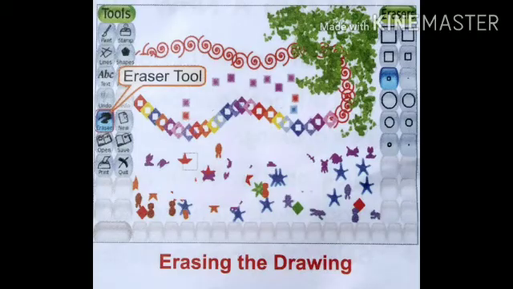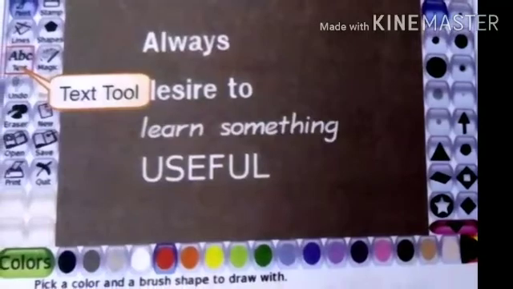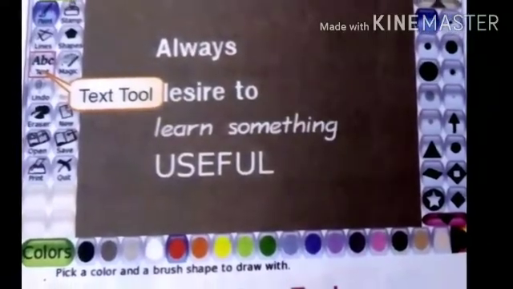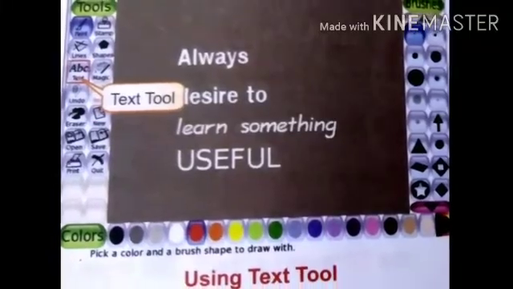Eraser tool. The eraser tool is used to erase any part of the drawing. Click on the eraser tool. Press and hold down the left mouse button and start moving the cursor on the drawing. The drawing will be erased. Text tool. If you want to add text in your drawing in TuxPaint, the text tool is used to enter text in your drawing.